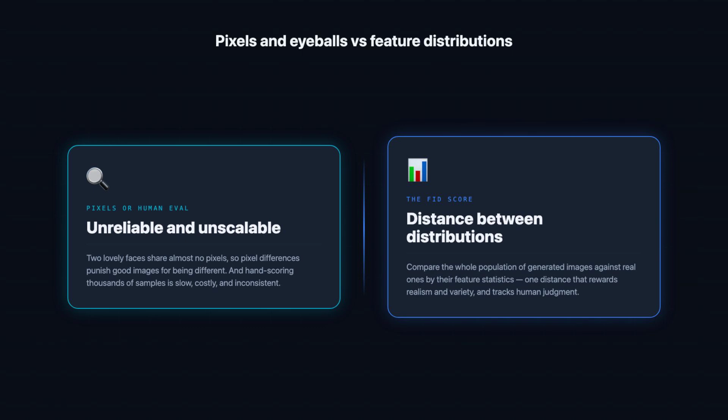It asks whether the entire population of generated images carries the same statistical fingerprint, the same average and spread of deep features, as the population of real ones. That single distance rewards images that are both realistic and varied, and it lines up reasonably well with what humans judge as quality.